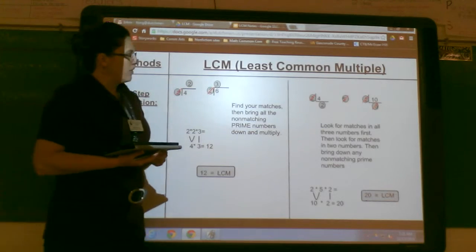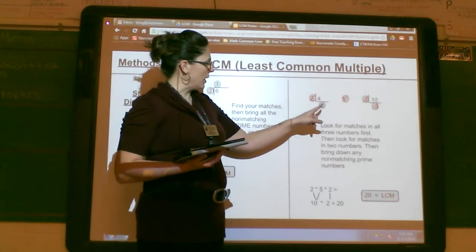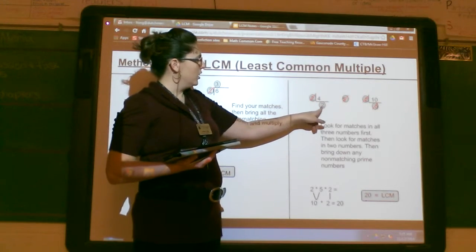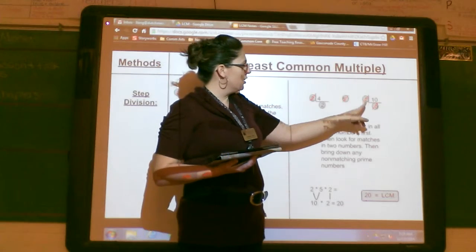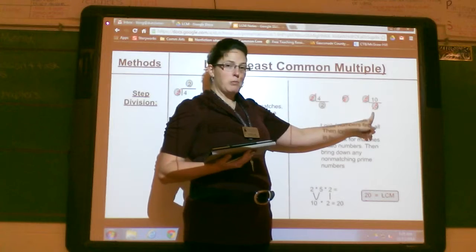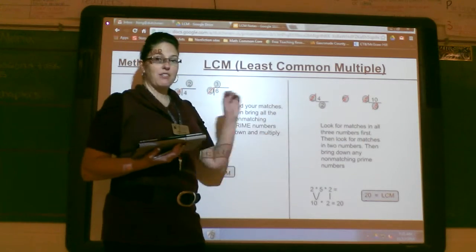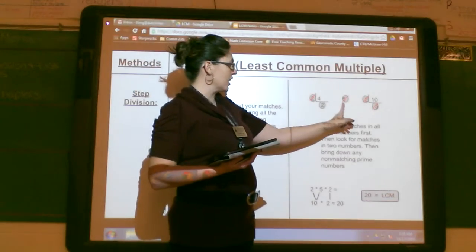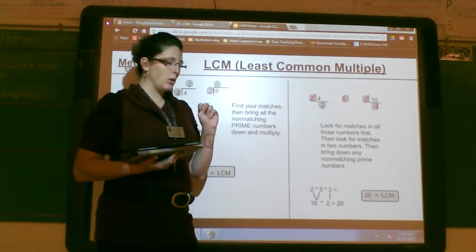Okay, so if I have 3 numbers, 4, 5, and 10. Once again, work them out. 2 goes into 4 twice. They're both prime, we circle it. 5 is already prime, so we circle it and move on. 10, 2 goes into it 5 times. Those are both prime, so we circle it. Then I find my matches in all 3 first. I don't have anything in common in all 3, so then I can look at matches between 2 numbers.